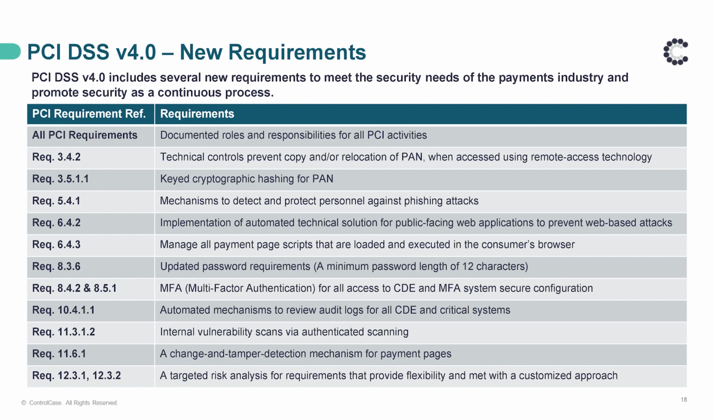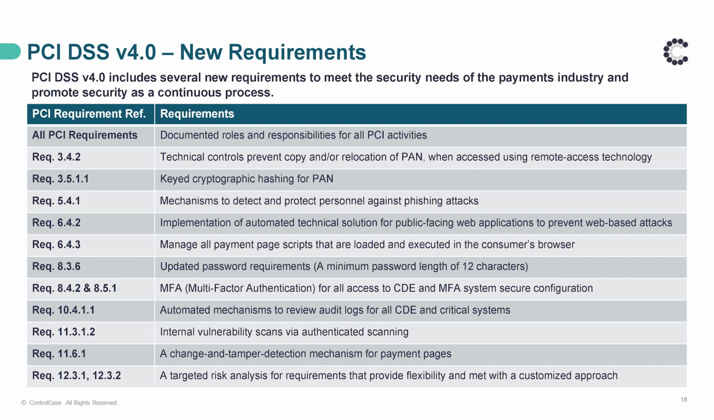Next is requirement 3.5.1.1, which is for keyed cryptographic hashing for PAN. So hashes which are used to render the PAN unreadable are keyed cryptographic hashes of the entire PAN with the associated key management processes, which was not the case earlier with 3.2.1. So it's a new updated requirement.